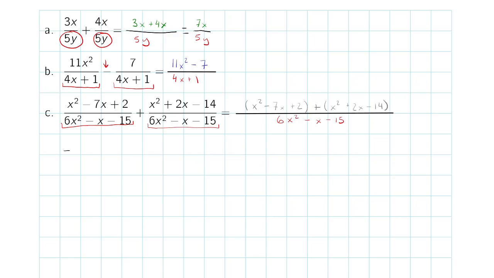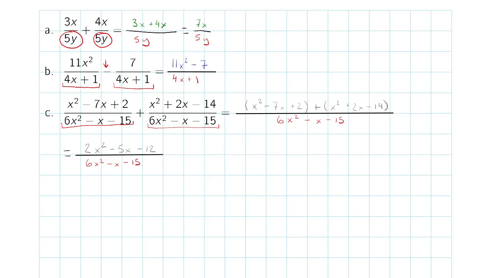So we'll actually do that addition in the numerator now. No work in the denominator. That's still 6x squared minus x minus 15. In the numerator, we're adding polynomials. Associative property says we can just drop those parentheses and combine like terms. So we'll have 2x squared minus 5x minus 12.